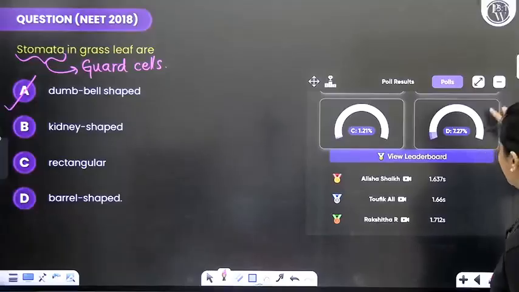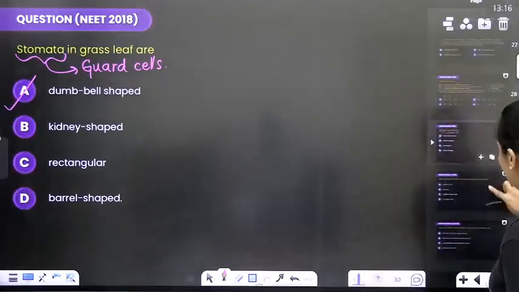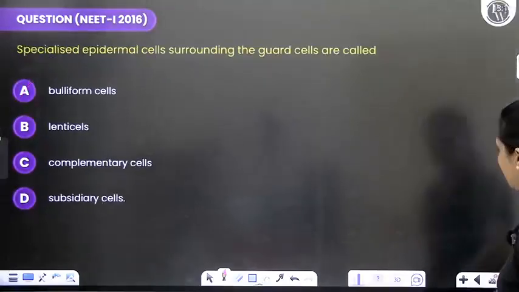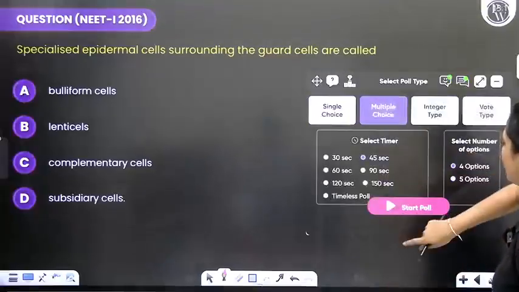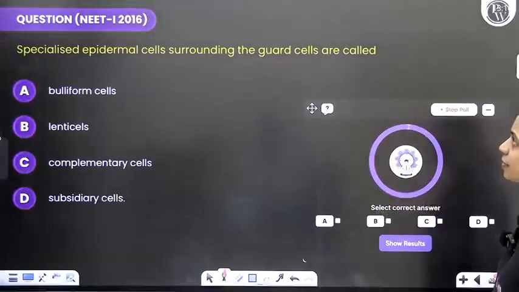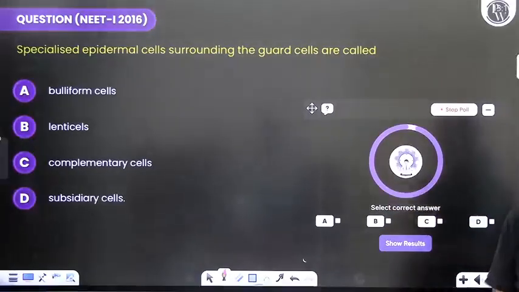84% of you all have answered correctly. Alisha, Taufik, Rakshita, top 3. Rakshita is becoming a new competitor for the top spot, I think, from the last class, right? Last time we did a poll also. Rakshita was answering very well.